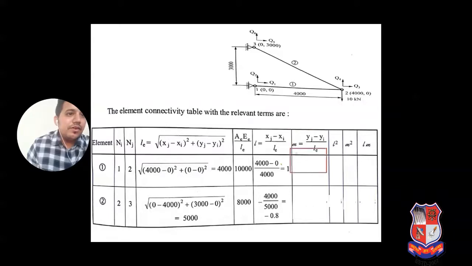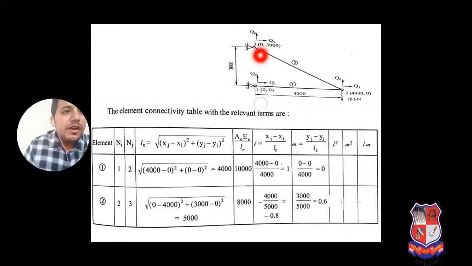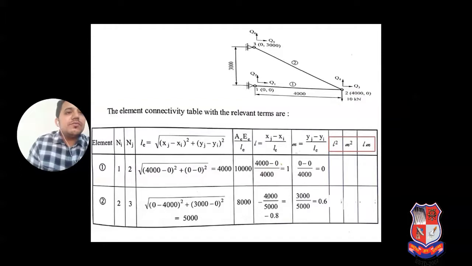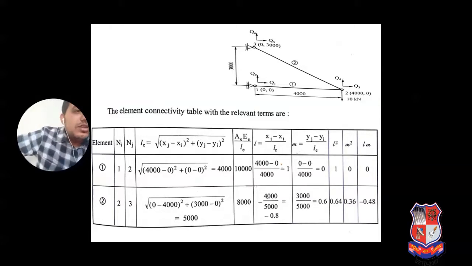For m we can consider the sine component. If I draw this inclined part, then this is my cos component and this is my sine component. Similarly we have to find out l square. l square I can find from here, and m square I can find from here, then l into m. So let's see, this is our answer, 1 into 0 is 0, and particularly for the downward side the answer is there. So this table is very important.